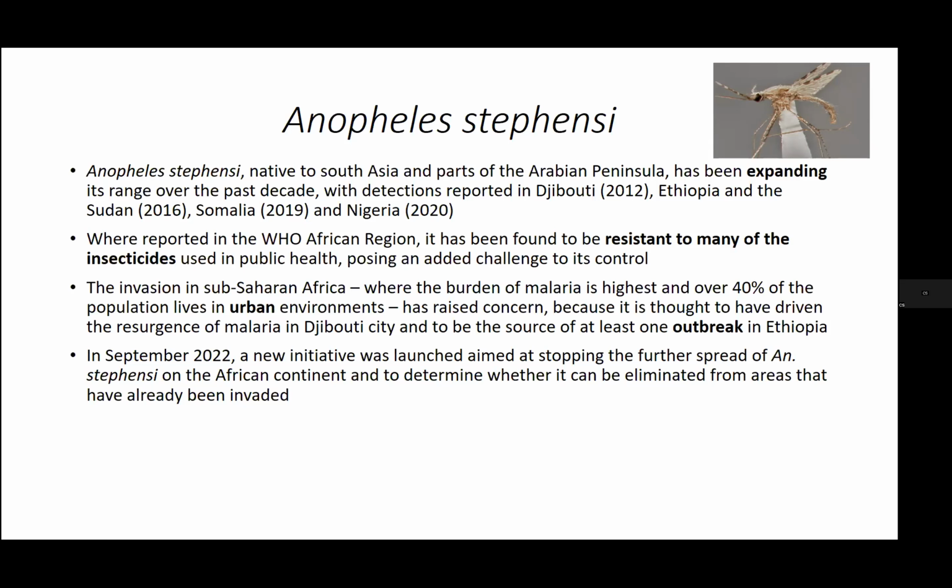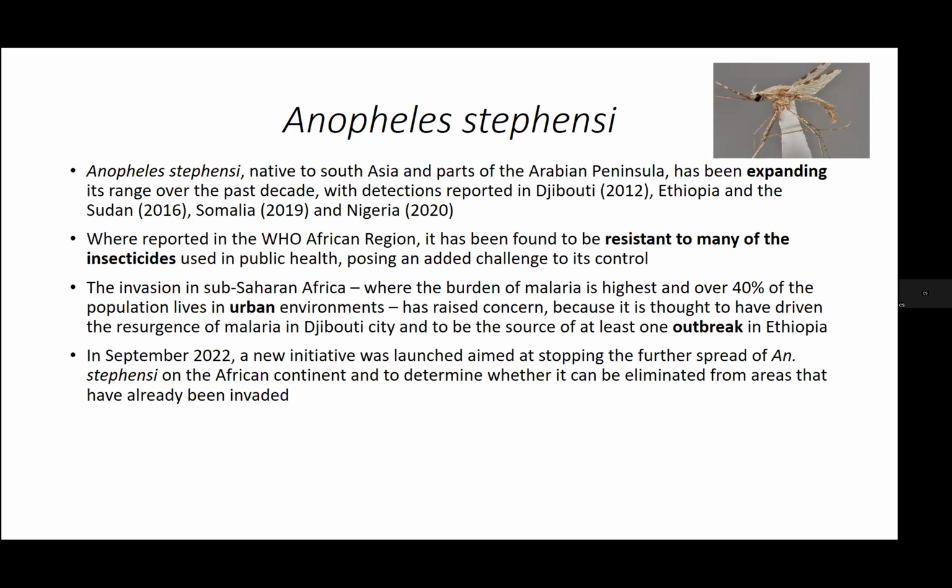So the invasion of this species has been quite troublesome. It has been thought to have driven resurgence of malaria in Djibouti city and to be the source of at least one outbreak in Ethiopia. In September 2022, a new initiative was launched aimed at stopping the further spread of this vector on the African continent, and to determine whether it can be eliminated from areas that have already been invaded.